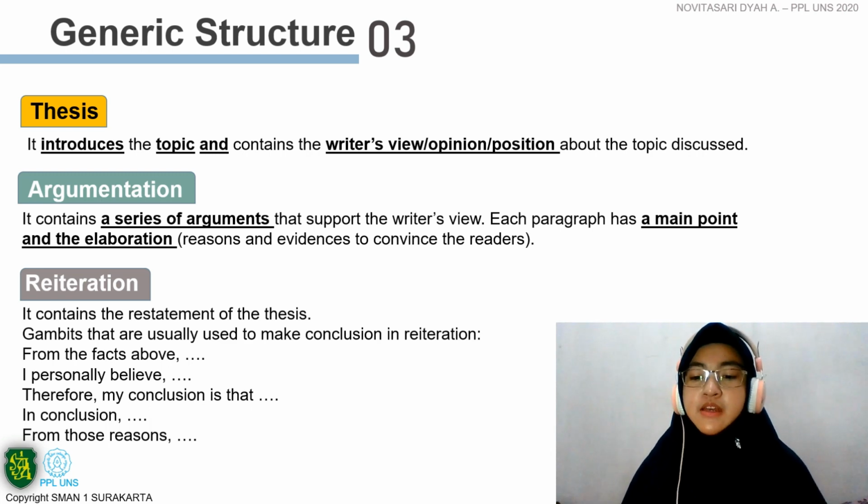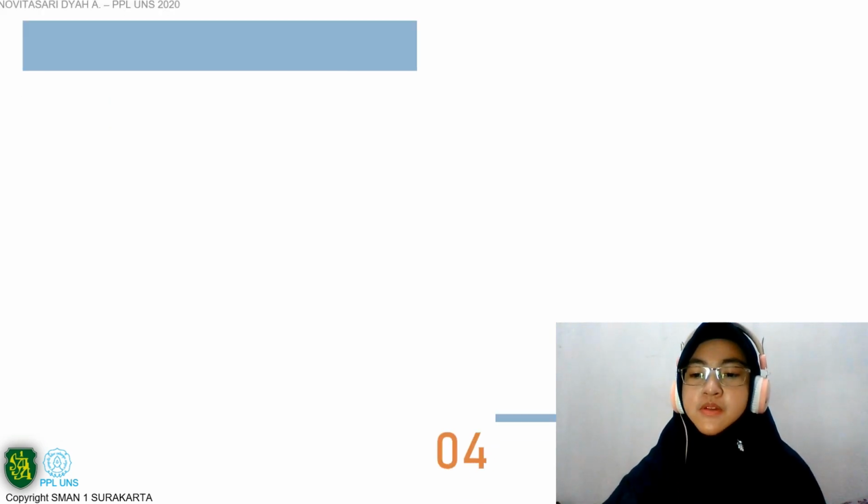And the gambits that are usually used to make a conclusion in reiteration are: from the facts above, I personally believe, therefore my conclusion is that, in conclusion, from those reasons, and so on.